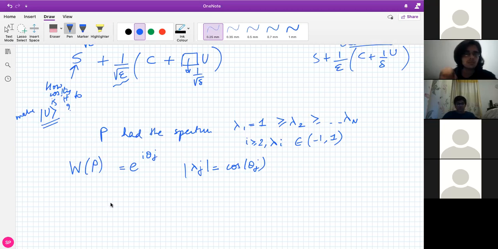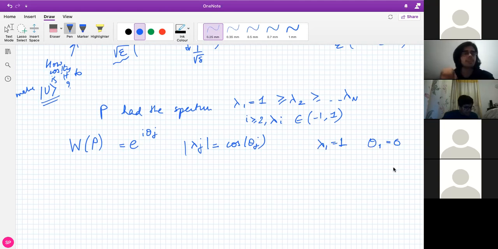Now we know for lambda 1 equals 1, my theta 1 is going to be 0. This much is clear. And because of the other constraints that we put on this P matrix, remember we said the graph was not bipartite, the graph was connected, and we put a bunch of conditions.